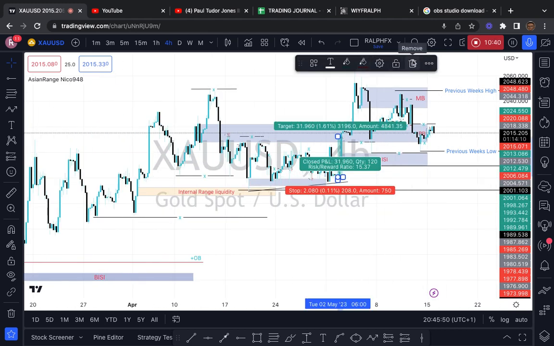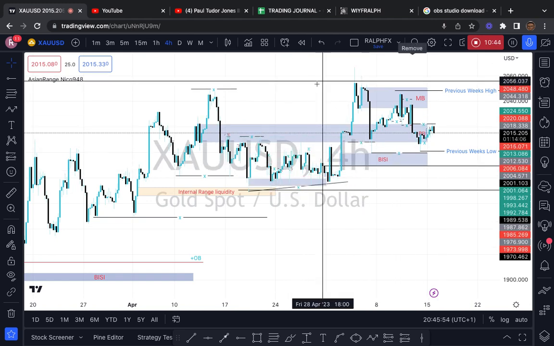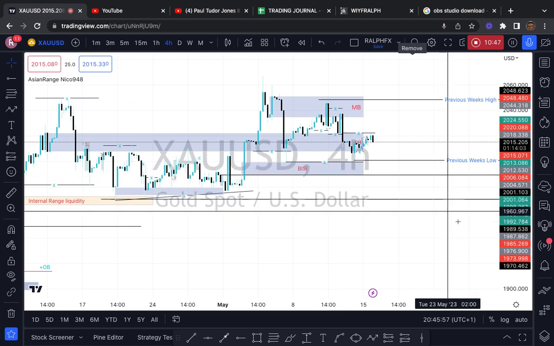I need to delete all of this because it's making my chart cluttered. But I'm going to do that later. I'll clean up the chart later.